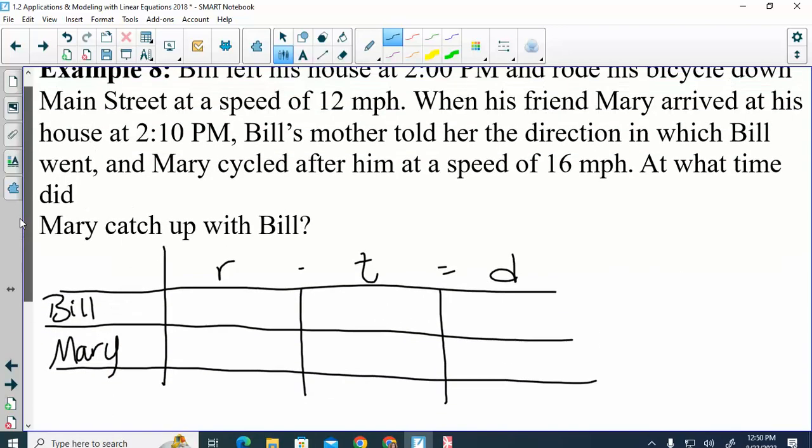So Bill's speed was 12 and Mary's was 16. What should I put for Bill's time? Do we know how long he rode his bike? No, so I can call that x. What about Mary?